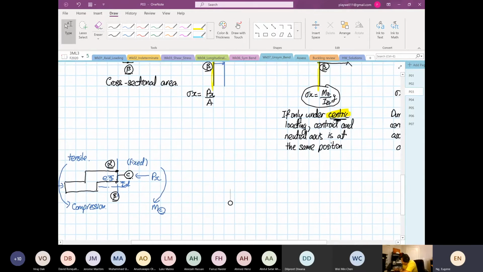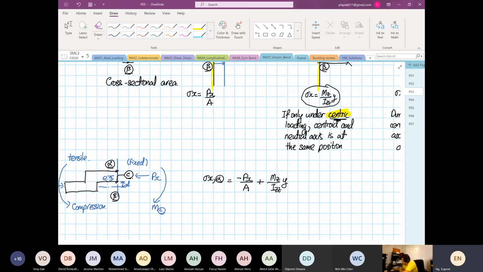So what is going on now? If we are to write this out, we write out stress X at point alpha now, right? So now we know that Px is inducing compression, so it's minus. And then alpha is going to see tension due to the bending moment. That's why it's plus now. So you have Mz over Izz multiplied by y.